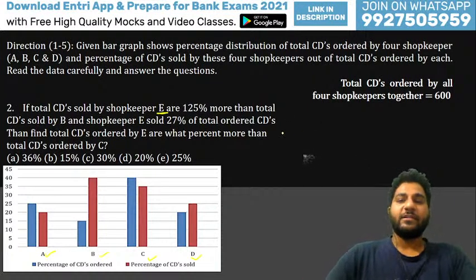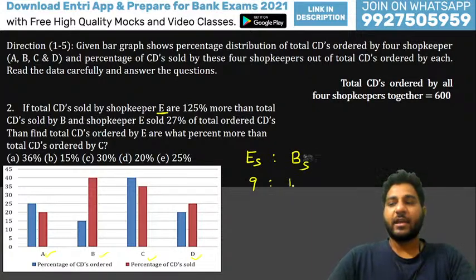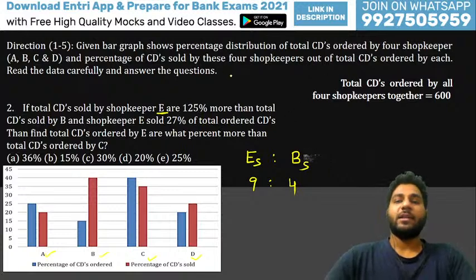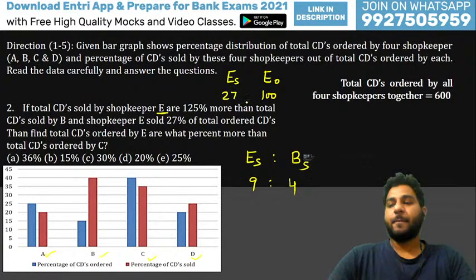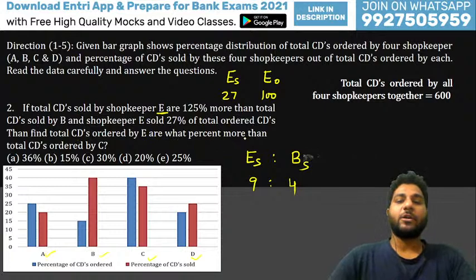All right, E's data is 125% more, remember that, with C's sold data. Okay, look at this. Sold data of E is compared with B's sold data. The ratio has to be 9:4. And shopkeeper E sold 27% of total ordered CDs. That means if E had ordered 100 CDs, E had sold 27% out of that. Then find the total CDs ordered by E are what percent more than total CDs ordered by C.